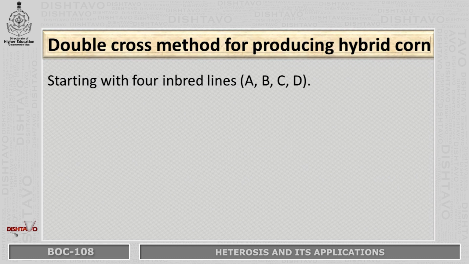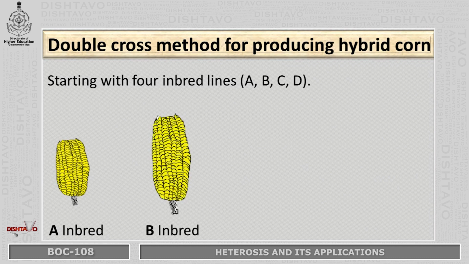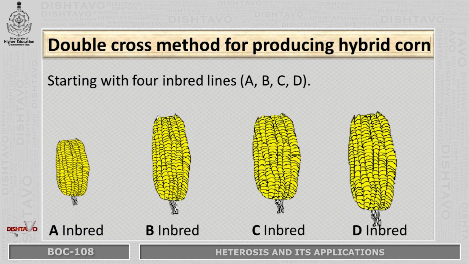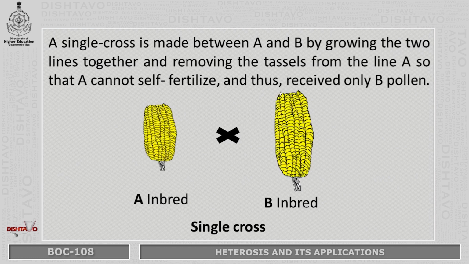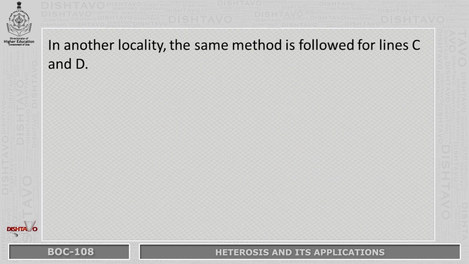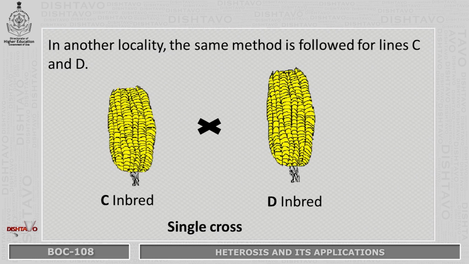Starting with 4 inbred lines A, B, C and D. So we have inbred A, inbred B, inbred C and inbred D. A single cross is made between A and B by growing the two lines together and removing the tassels from the line A so that A cannot self-fertilize and thus receive only B pollen. In another locality, the same method is followed for lines C and D, wherein a single cross between inbred C and inbred D was carried out.